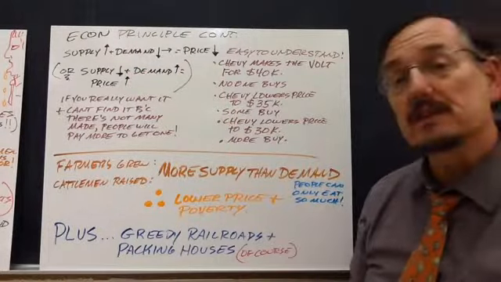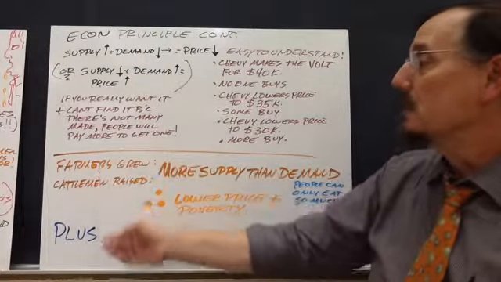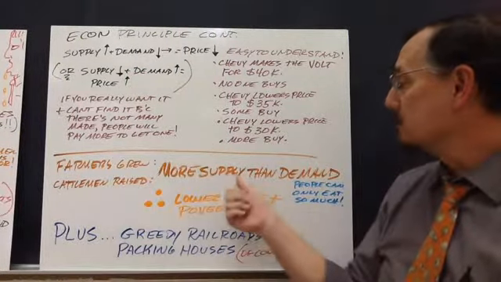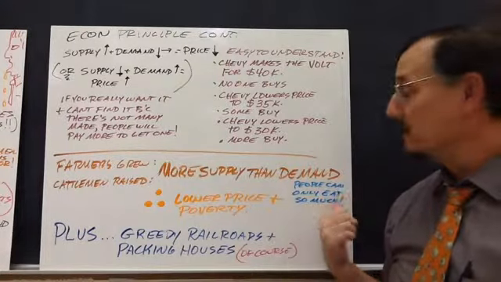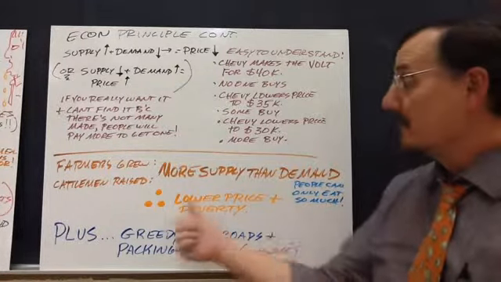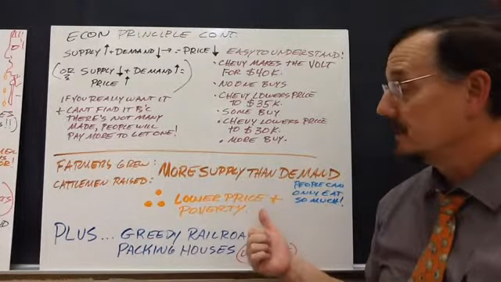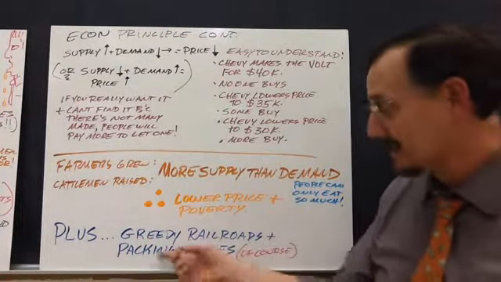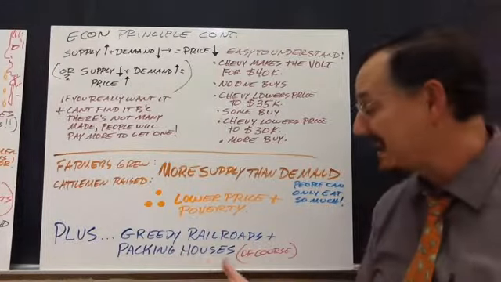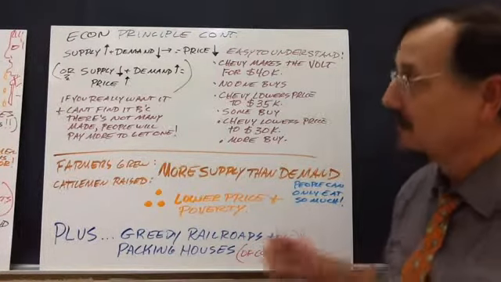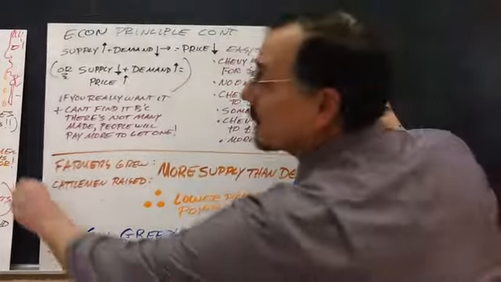Now, how did this affect the farmers? See, the farmers grew and the cattlemen raised more supply than demand, because people can only eat so much food. Therefore, lower price and poverty. Of course, plus the greedy railroad guys and the packing houses, of course. So what are you going to do about it?